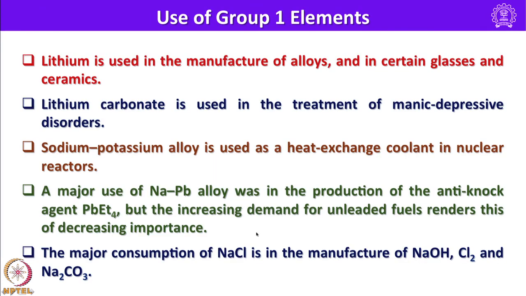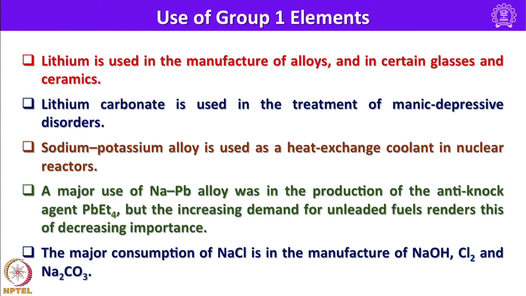And of course, I also discussed the uses of group 1 elements. Lithium is used in the manufacture of alloys and in certain glasses and ceramics. Lithium carbonate is used in the treatment of manic depressive disorders. And sodium potassium alloy is used as a heat exchange coolant in nuclear reactors. A major use of sodium lead alloy was in the production of anti-knock agents such as tetraethyl lead. It is no longer used, but the increasing demand for unleaded fuels renders this of decreasing importance.